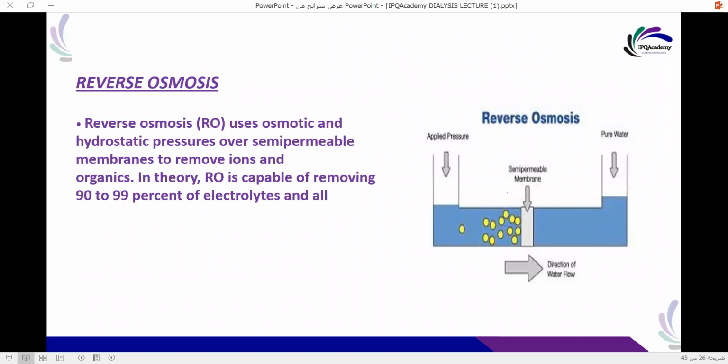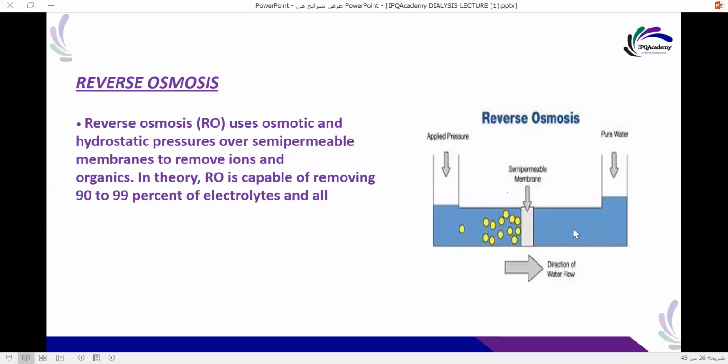What is reverse osmosis? Reverse osmosis uses the osmotic and the hydrostatic pressures over a semi-permeable membrane. This is a semi-permeable membrane, and here we use the hydrostatic pressure over it to remove the ions and organics. In theory, reverse osmosis is capable of removing 90 to 99% of electrolytes and organics.